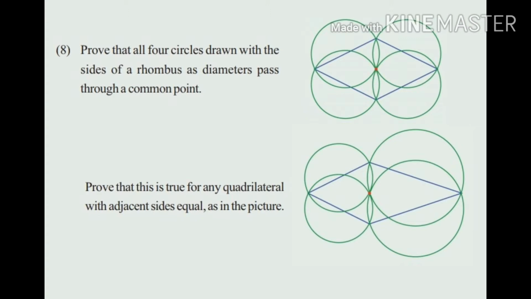That means here we need four circles around the rhombus. So first of all, draw a rhombus. You know, rhombus means all the four sides are equal, and opposite angles are also equal. So with any measurement, like 5 centimeters, just draw a rhombus first.